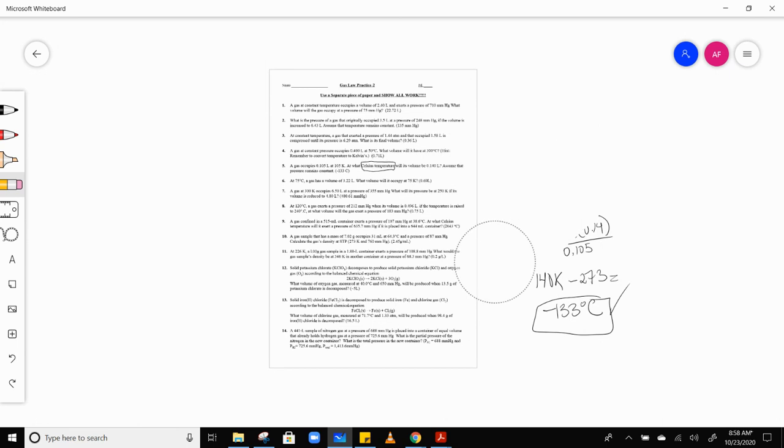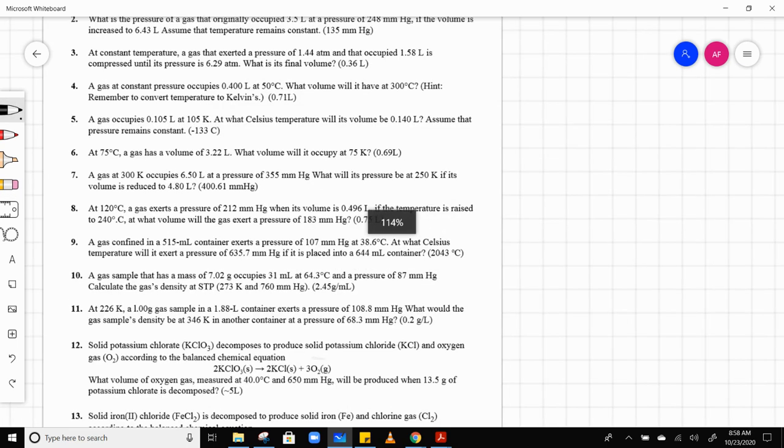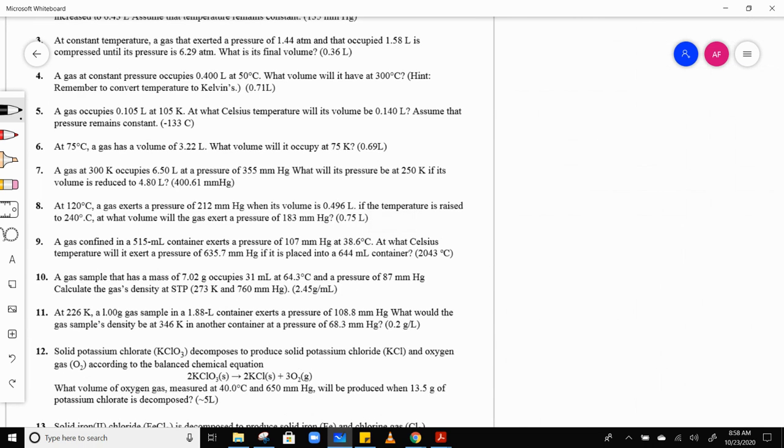Okay, I'm going to erase everything actually. Okay, next problem, number 6. It says at 75 degrees Celsius, the temperature one is 75 degrees Celsius, a gas has a volume of 3.22 liters. What volume will it occupy, V2, at 75K? So temperature 2 is 75K.